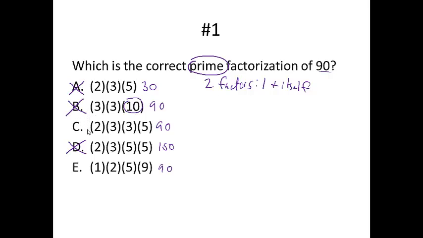And then the two that I'm left with are C and E. I have 2 times 3 times 3 times 5, and then 1 times 2 times 5 times 9. And I notice that 9 is definitely not a prime number because it has more than two factors. 3 will go into it other than just 1 and 9. So E does not work either, so C has to be the right choice on that one.